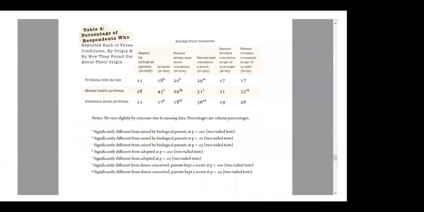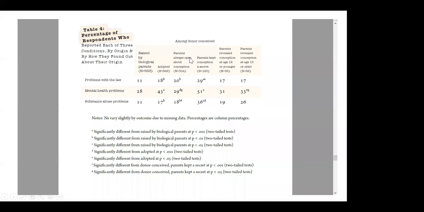And one more piece of information I'd like to share. Again, these are the same three problems: problems with the law, mental health problems, and substance abuse problems. The first column here shows the rates of these problems in children that were raised by biological parents. And then the rest of these columns are either adopted or donor-conceived children that were informed about their conception in different ways.